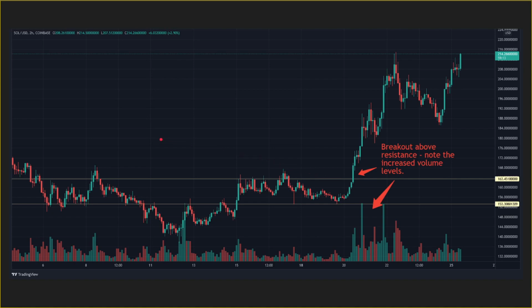So to make this easier to visualize, here's an example. This is Solana US dollar on the 2-hour chart. Here we see clear indication of Solana trading between about $163 and $153. 163 acts as our resistance level and 153 acts as our support level. And Solana very frequently was bouncing in between these two levels, right?